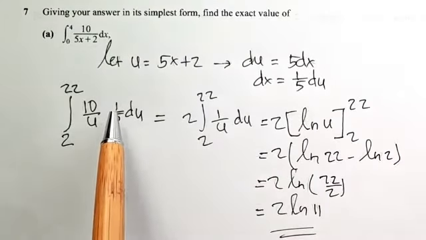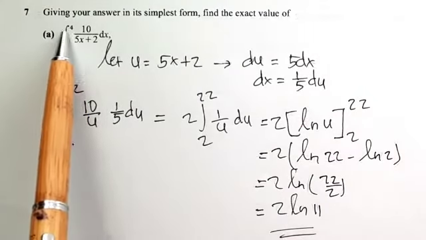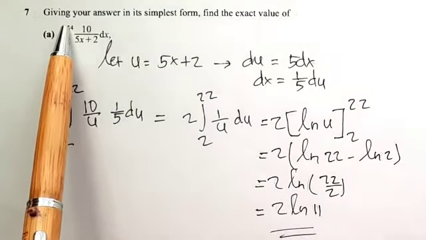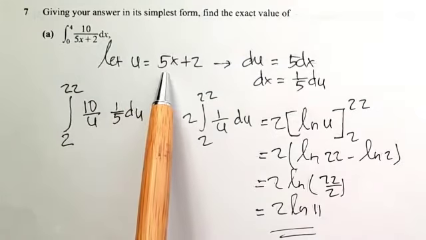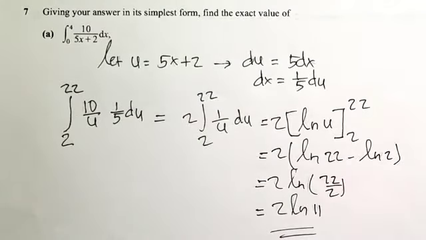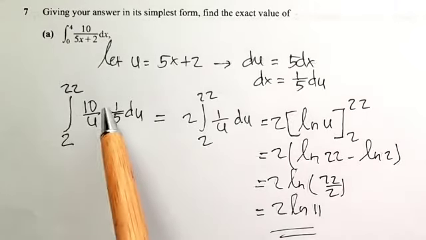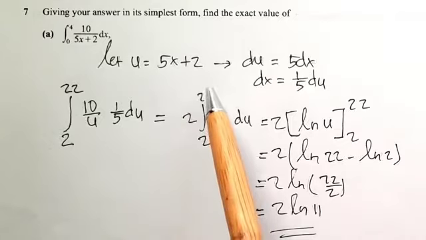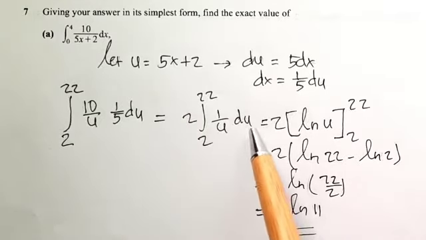And the boundaries of integration: when x is 0, u is 5 times 0 plus 2, that is 2. And when x is 4, u is 5 times 4 plus 2, that is 22. Thus the integral becomes 10 divided by 5, that is 2, times the integral from 2 to 22 of 1 over u du.